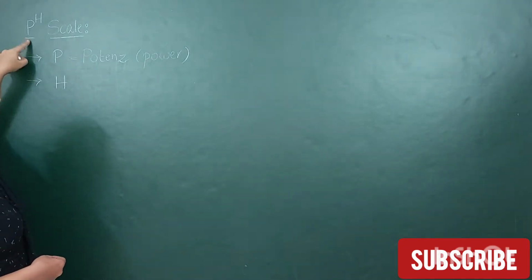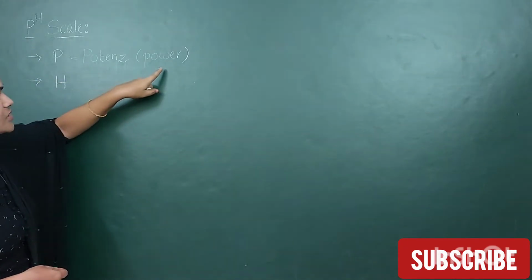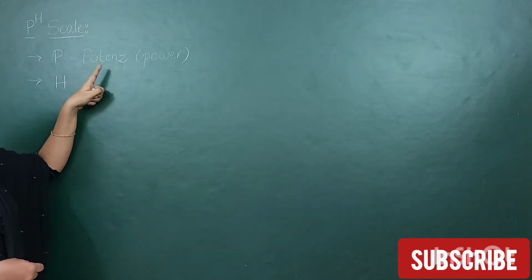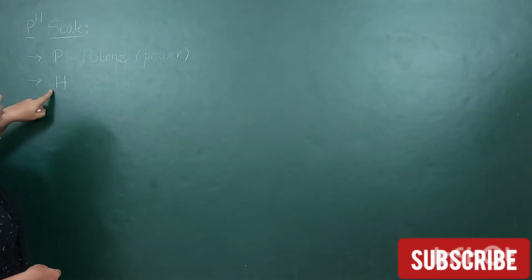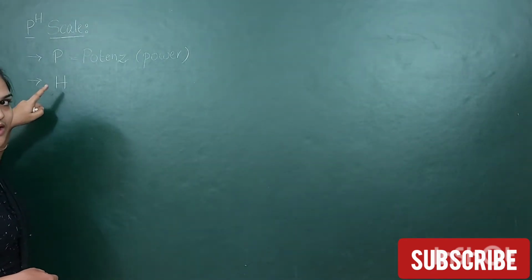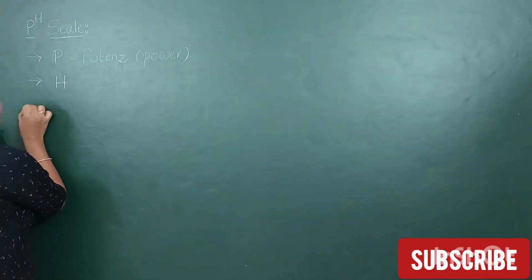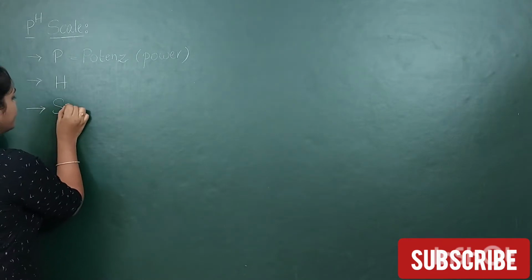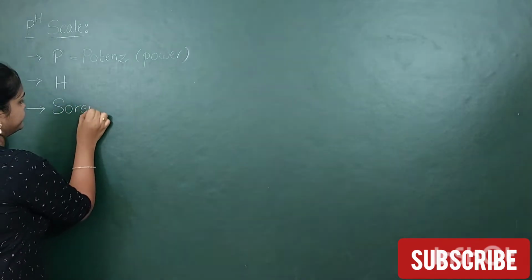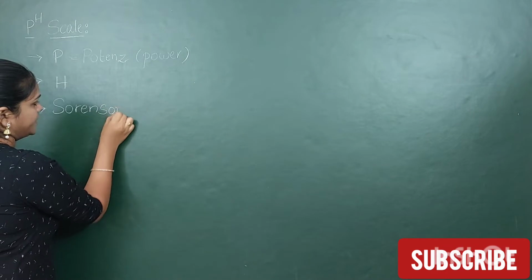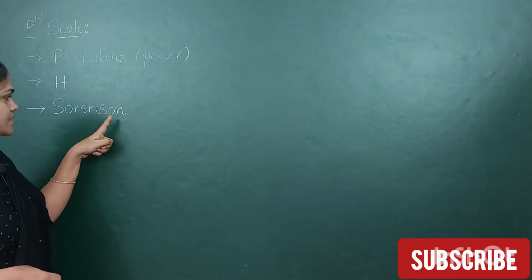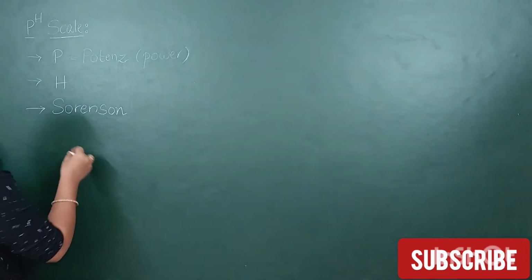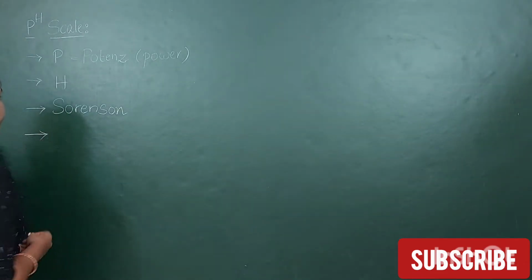So here, P means potential, a German word. The meaning of it is power, and H means the number of ions which are present in that solution. So who introduced this scale? Sorensen. Yes, this pH scale was introduced by Sorensen.